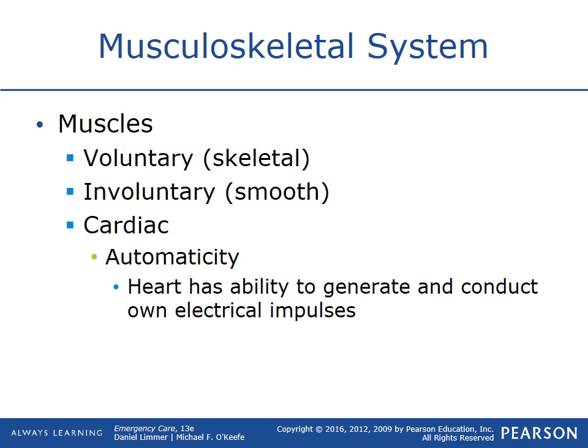Muscles then. We talked about these in the previous chapter. We have voluntary muscles or skeletal muscle because it generally connects to the skeleton, and they are under our control. We can control those. Involuntary muscles work and we don't even realize it. We don't have to think about it or make them work. Cardiac muscle is only found in the heart. A couple of things that are specific about cardiac muscle is that it has automaticity. The heart has the ability to generate and then conduct its own electrical impulses.